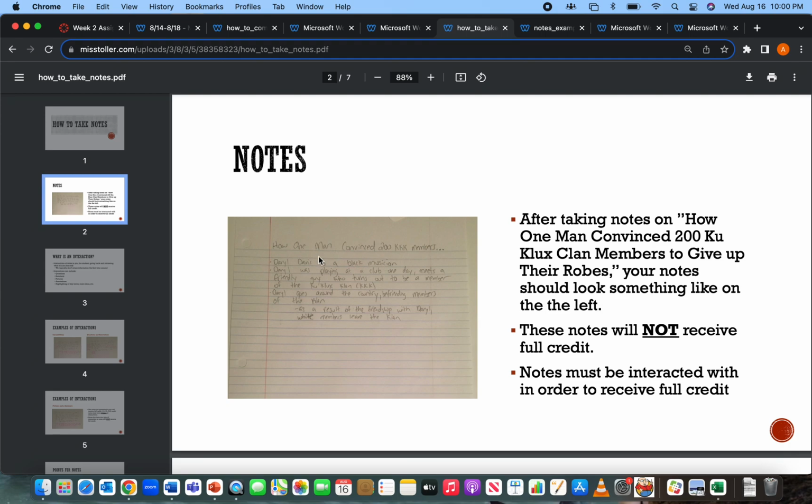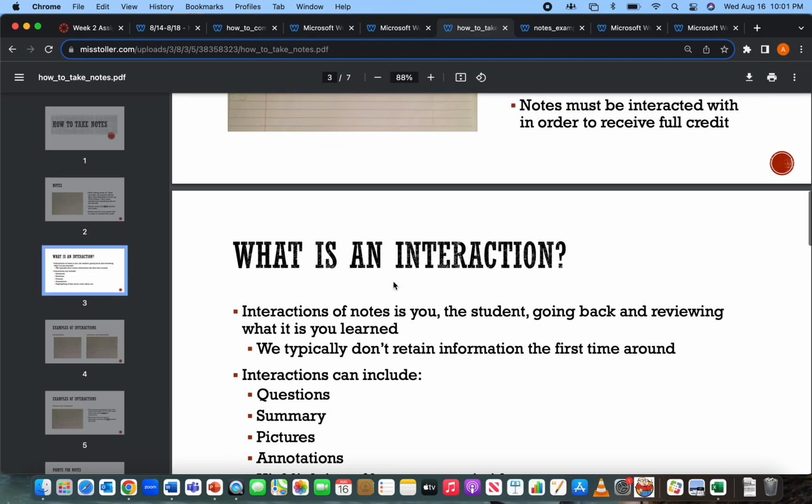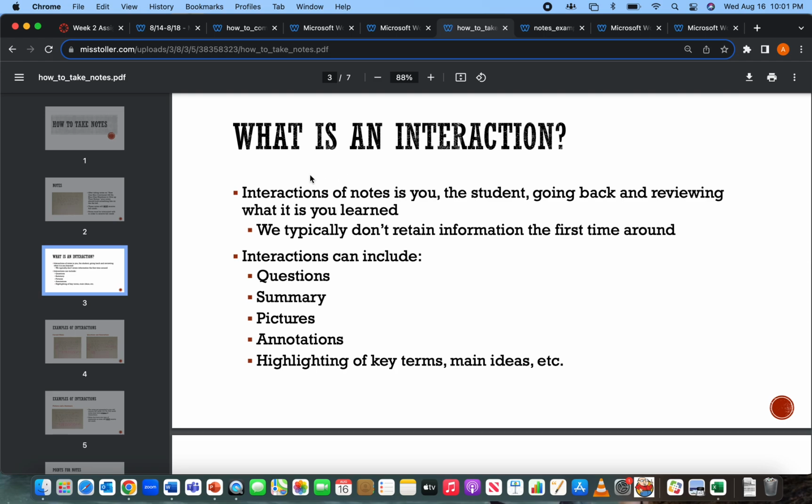So I do grade your notes. They're always going to be out of 10 points. Most assignments for our notebook checks will be out of 10 points. But if your notes just look like this and you do nothing with them, it's going to be half credit always. What I'm looking for are interactions with your notes. And the reason I want you guys to interact with your notes is because you learn better doing that. You're more likely to retain information.